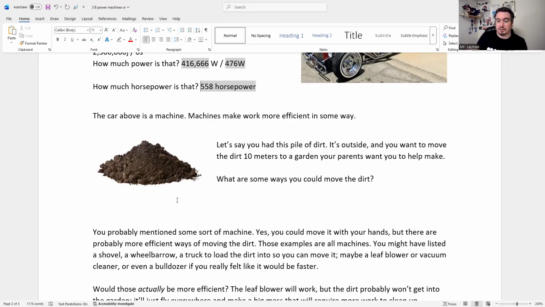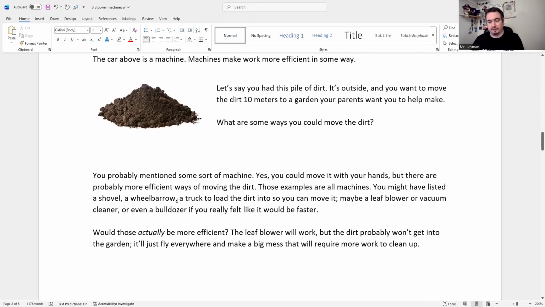Because if this pile of dirt is like a handful of dirt, I can just scoop it up and go. I don't need to turn on a bulldozer to do this, right? It might not be as efficient using these kinds of machines. And if you use a leaf blower, you're going to move the dirt with the leaf blower, probably. But if it's to a garden your parents want you to help make, it might not arrive at the garden very effectively. It might just fly everywhere and make a big giant mess and require more work to clean up.